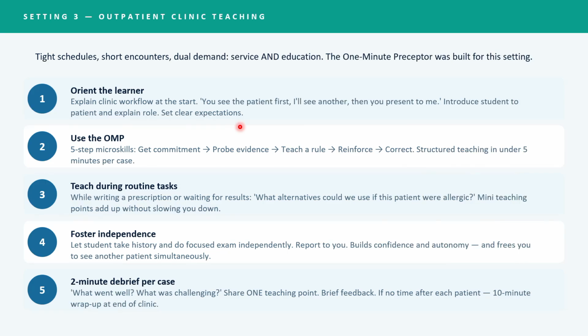Again, debriefing here is very important, and we can do the debriefing in the outpatient clinic by asking what went well, what was the challenge, and it's very important here to share one teaching point. If there is no time after each patient, you may think about a 10-minute wrap-up at the end of the clinic or bedside teaching.